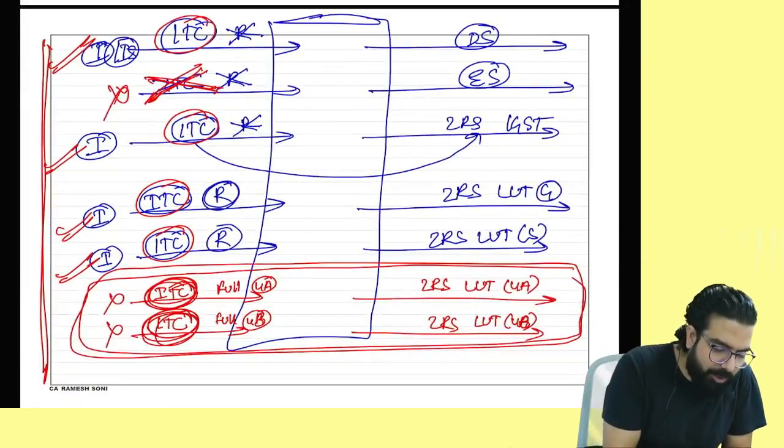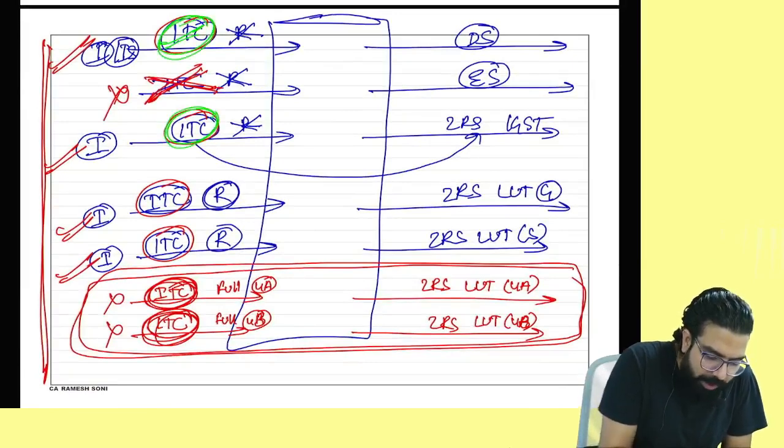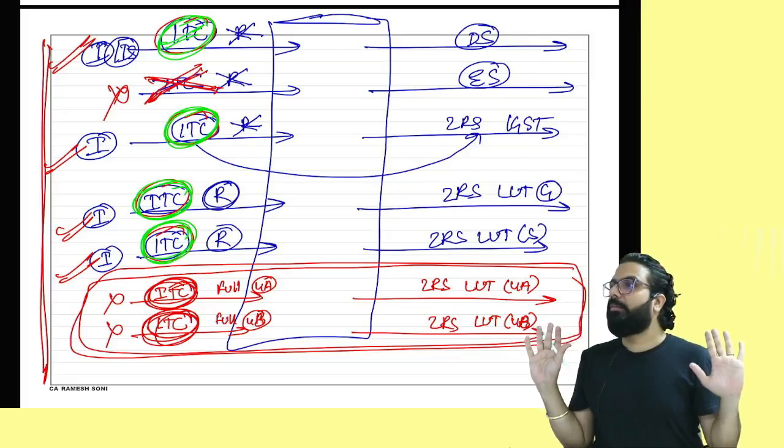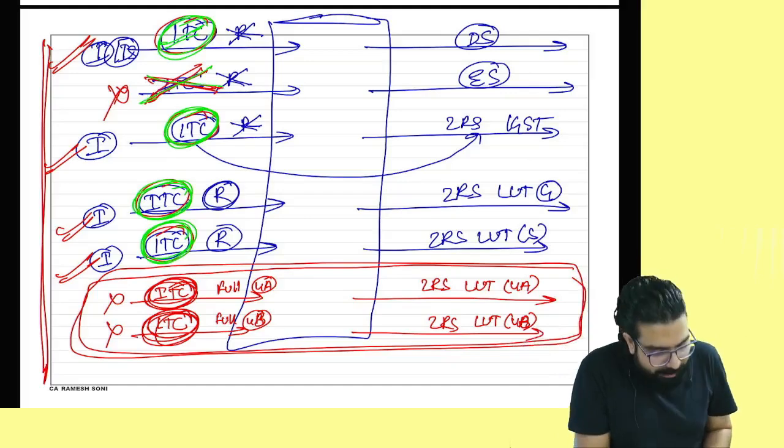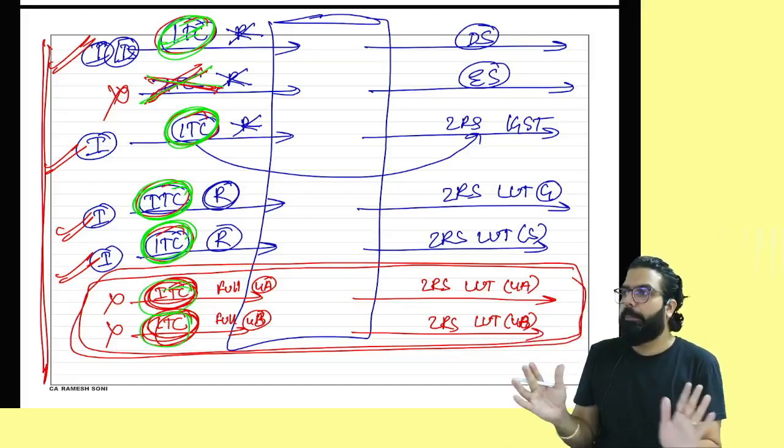What is net ITC? This one? Yes. This one? Yes. This one? Yes. That's it. Can I go ahead, everyone? It means this was never ITC and this you removed from the formula. Is my point clear to all?